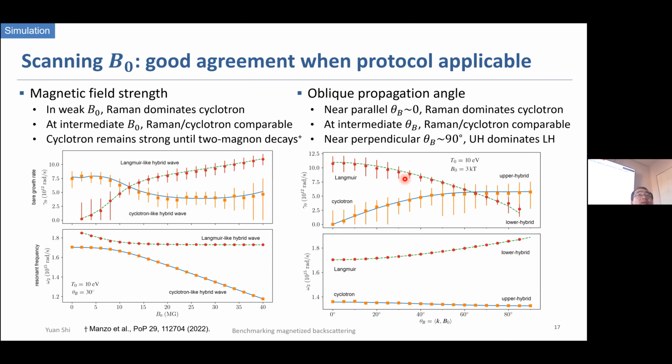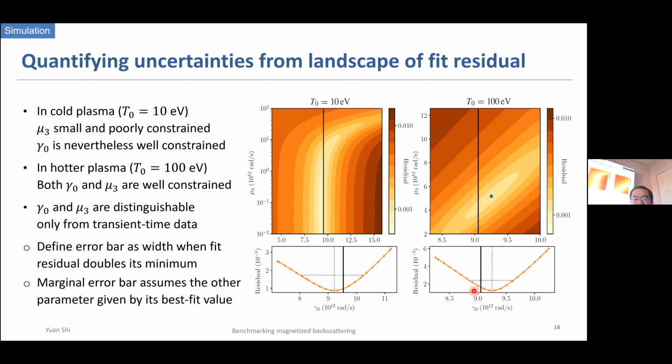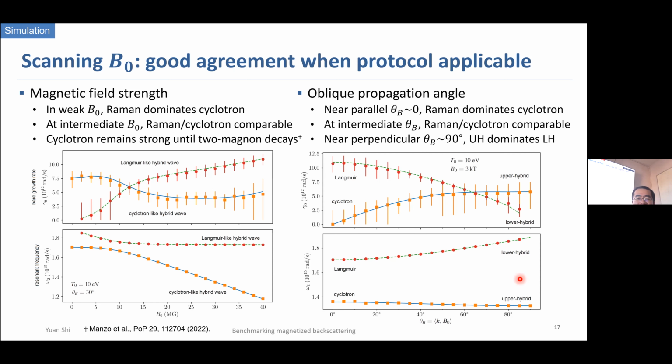And what are the error bars indicating here? So that's the error bar I'm talking about here. That's the width that doubles the minimum of the residual. And that's the error bar. If you define error bar differently, then you have a different size error bar. Okay, so that's the simulation for the electron-dominant waves.